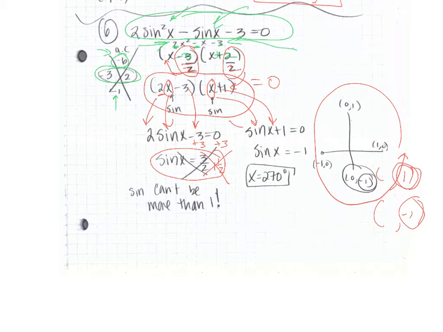For this other factor, if we subtract 1, we're asking ourselves where, as we spin around the circle, is the sine negative 1. Okay, sine is not negative 1 here. Sine is positive 1, so it's not there. Sine is 0. Oh, the sine is negative 1, right, the right-hand side sine, at 270 degrees. So that's our only answer.